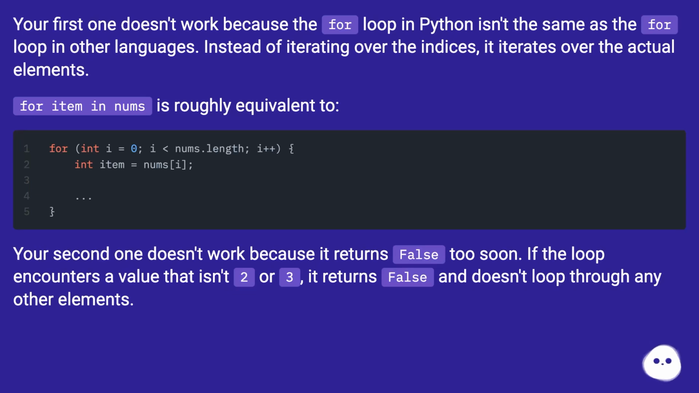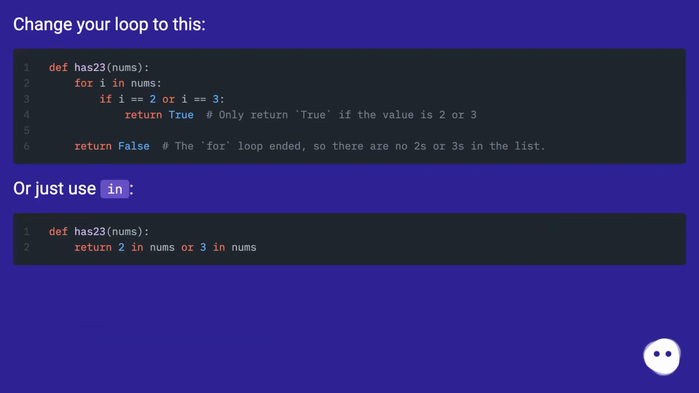Your second one doesn't work because it returns false too soon. If the loop encounters a value that isn't 2 or 3, it returns false and doesn't loop through any other elements. Change your loop to this. Or just use in.